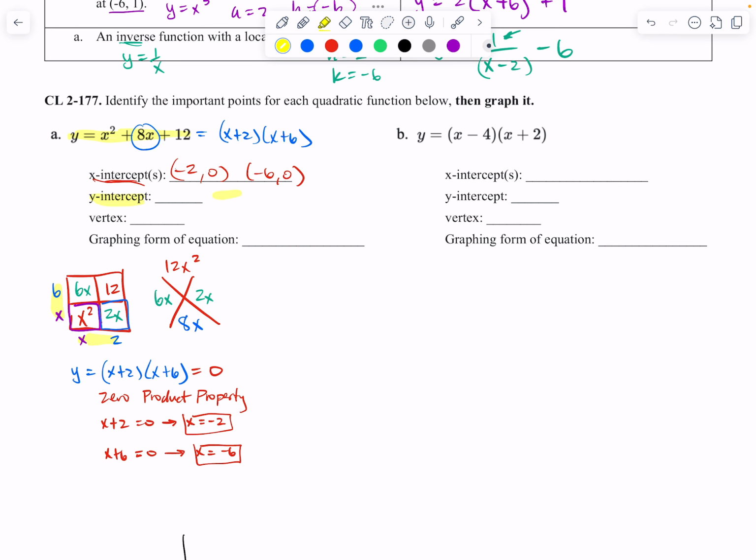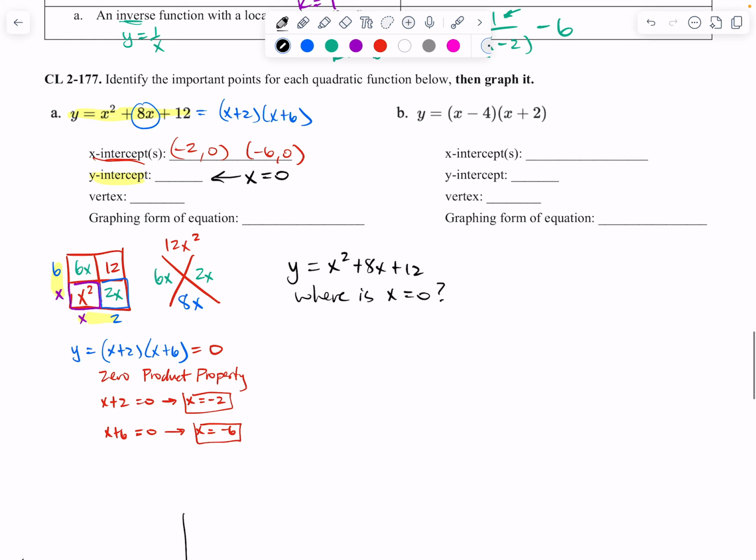So this is going to be a place where x is equal to 0. So I'm going to go back to my equation, which was y equals x squared plus 8x plus 12. It's the original equation. And I'm basically going to ask where, or what, is y when x is 0?